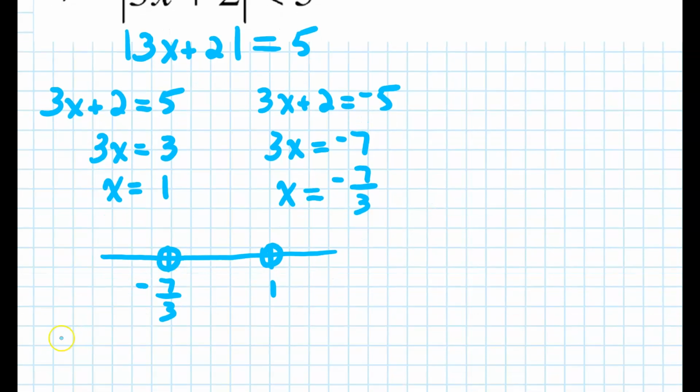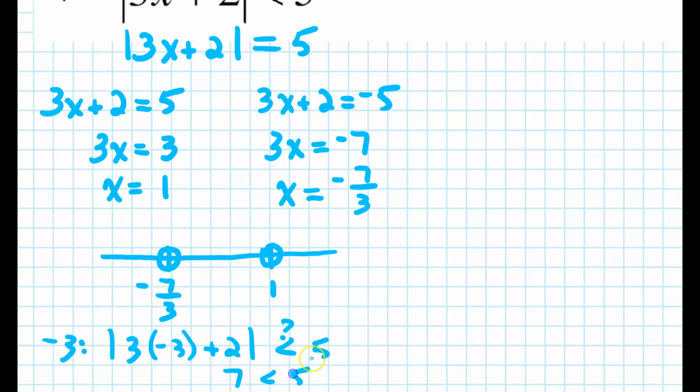So we're going to plug negative 3 into the original inequality. We have the absolute value of 3 times negative 3 plus 2, and we're checking to see, is that less than 5? Negative 9 plus 2 is negative 7. The absolute value of negative 7 is positive 7. Is that less than 5? No, this is a false statement, so I'm going to put an X on that side.